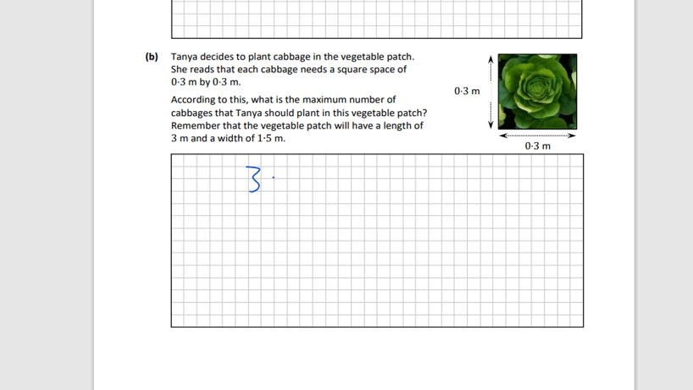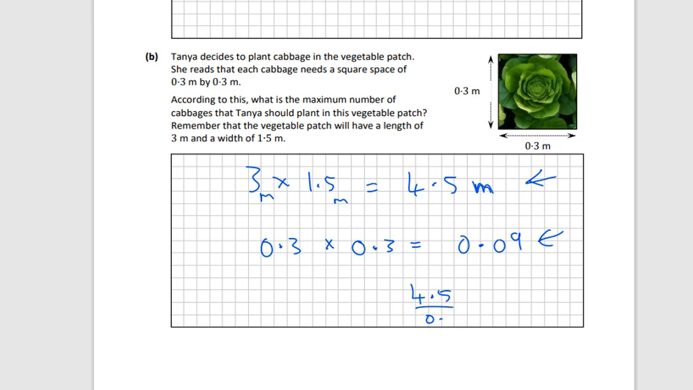Right, well, the patch area is 3 multiplied by 1.5. So 3 meters multiplied by 1.5 meters. That gives us 4.5 square meters. So that's the full area in meters. We could look at it in centimeters too, but we'll look at it in meters. And the area per cabbage is 0.3 multiplied by 0.3, and that gives us 0.09. That's how much area each cabbage needs. So we just do 4.5 divided by 0.09, and that will give us 50. So 50 cabbages.